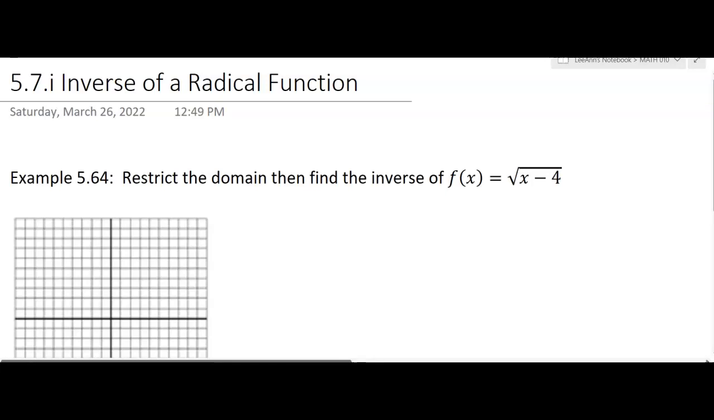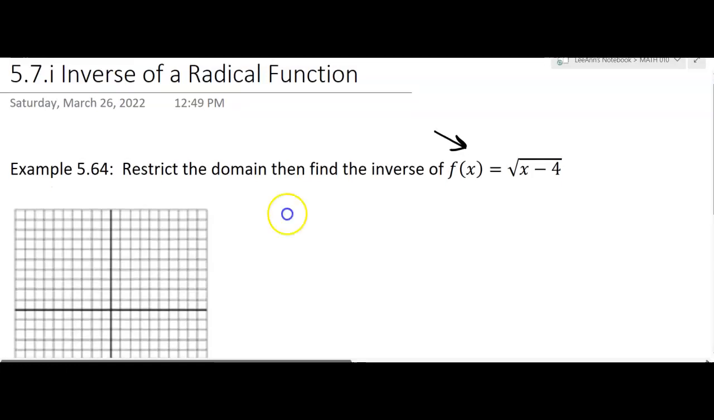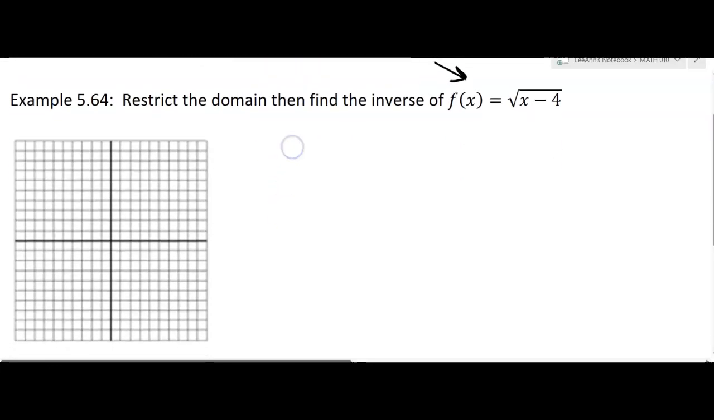Okay, so our function here is a radical function, and they want us to restrict the domain and then find the inverse. The domain is already restricted for the function because x has to be greater than or equal to 4, because you can't take the square root of a negative number. So we already know the domain is restricted because it is a radical function, whereas in the past our quadratic functions weren't restricted without us doing it for them.